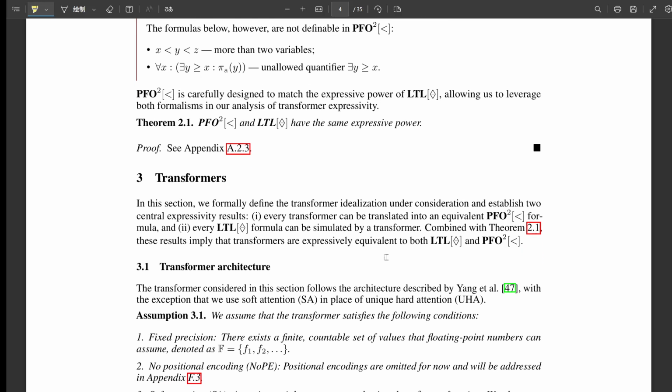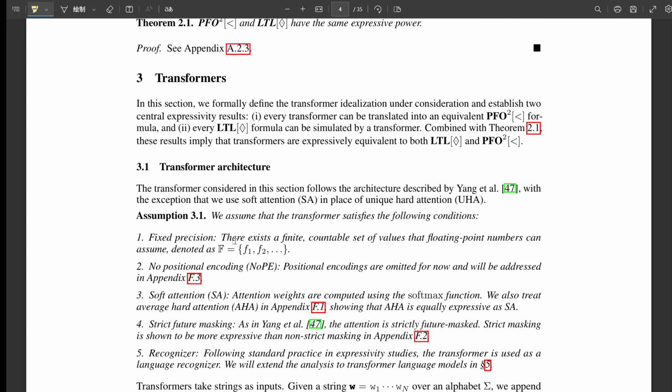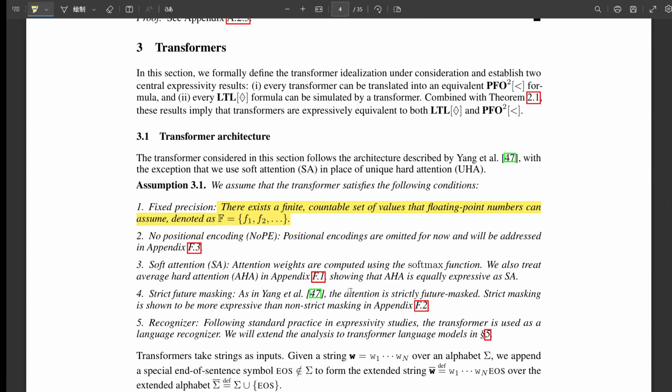Okay, let's circle back to something you stressed earlier. Fixed precision. How does that actually cause the limitation? How does it prevent the transformer from being more powerful? And specifically, how did the paper show it could even simulate LTL given that constraint? Seems like a key technical hurdle.